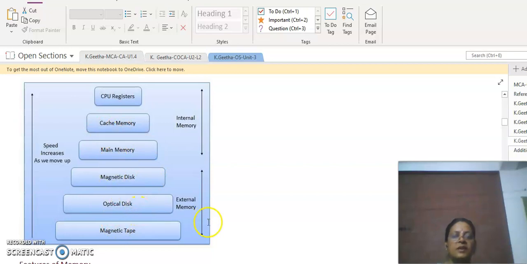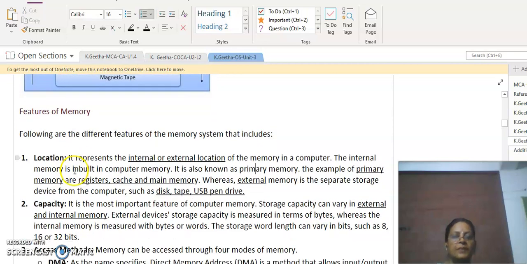Now we will see the various features of the memory, how we are going to classify the memories based on some features. First we will identify the location of the memory, where actually it is going to be located. By location, we mean whether it is internal to the cabin or external. Internal means it should be within the cabin. If it is outside the cabin, it is called external memory. Some of the memories outside the CPU are disk, tape, USB pen drive, hard disk drive, something like that.